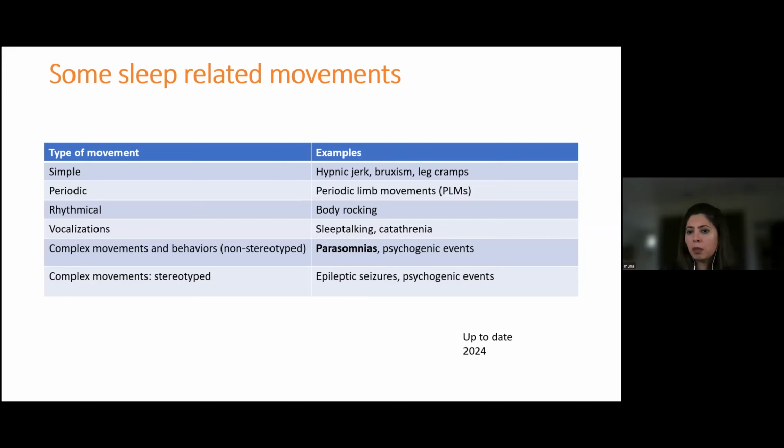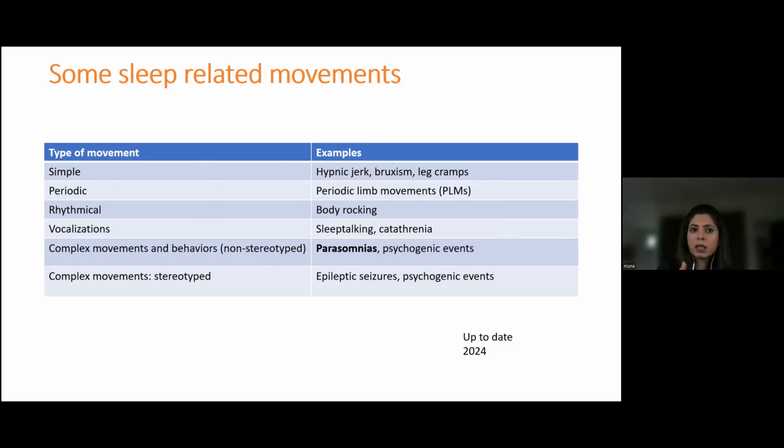Bruxism is also a simple movement, which is teeth clenching. Fairly common. Leg cramps are also a relatively simple movement, and people can describe that as a sudden twist or cramping of the muscle. They could be notoriously hard to treat, though, in actuality, for people who may be afflicted by them. So these movements could be described or perceived a little bit easily.